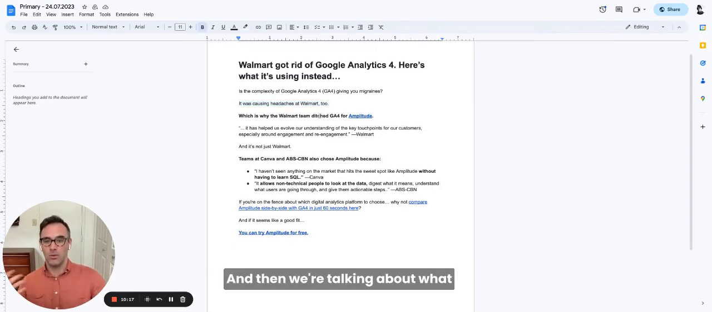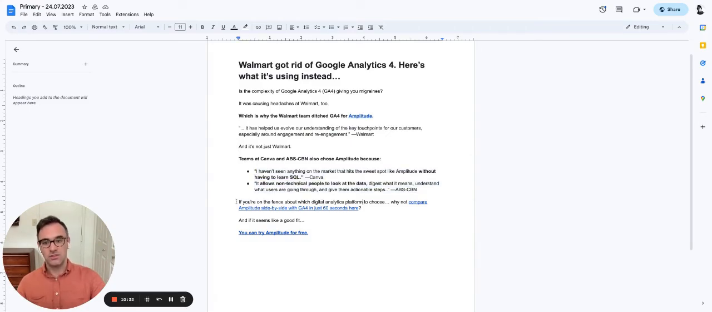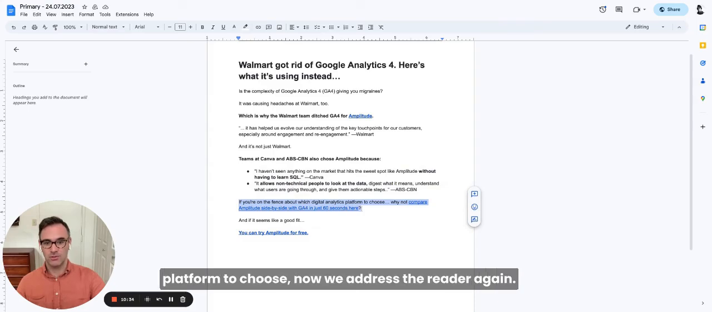And then we're talking about what Walmart is doing instead and why. And then now we compound the social proof. Now we're saying, it's not just Walmart, it's teams at Canva and ABS too. And we have their quotes in here as well. So if you're on the fence about which digital platform to choose, now we address the reader again. Why not compare Amplitude with GA4 in just 60 seconds here?